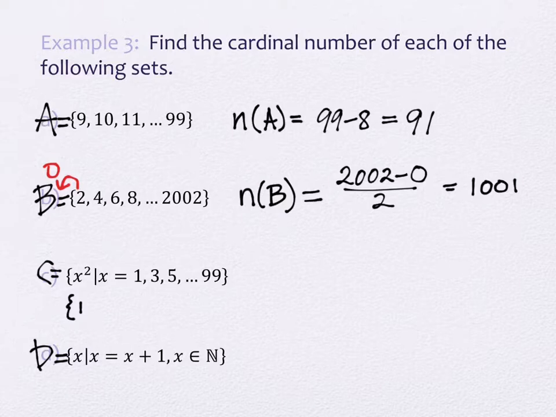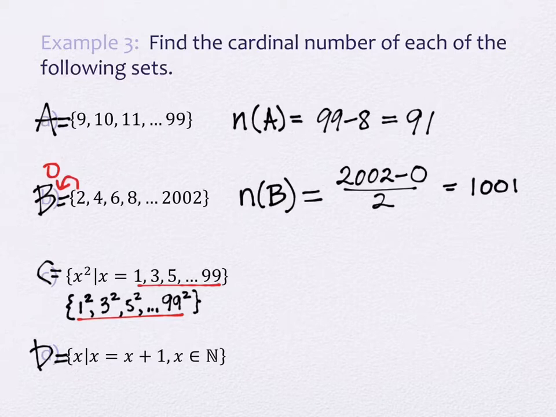Close. 1 squared. Yeah, 3 squared. 5 squared. All the way up to 99 squared. So let me first ask you. This one and this one, this set of numbers, are they equal? Equal means exactly the same. No. Are they equivalent?